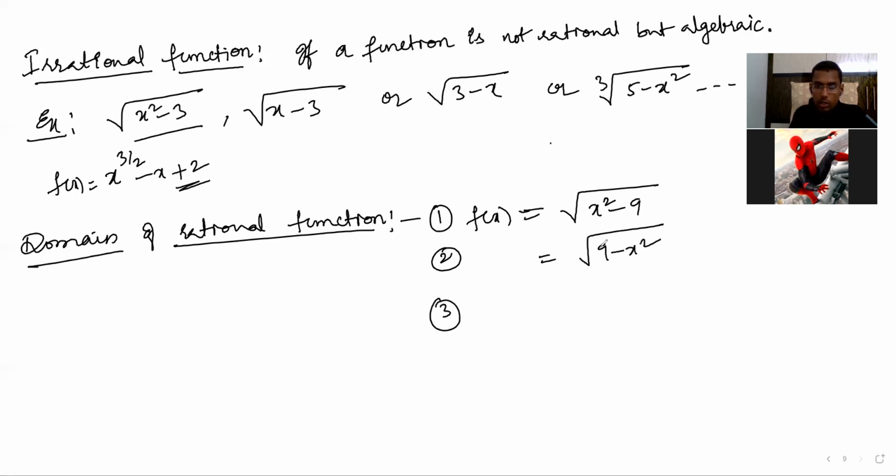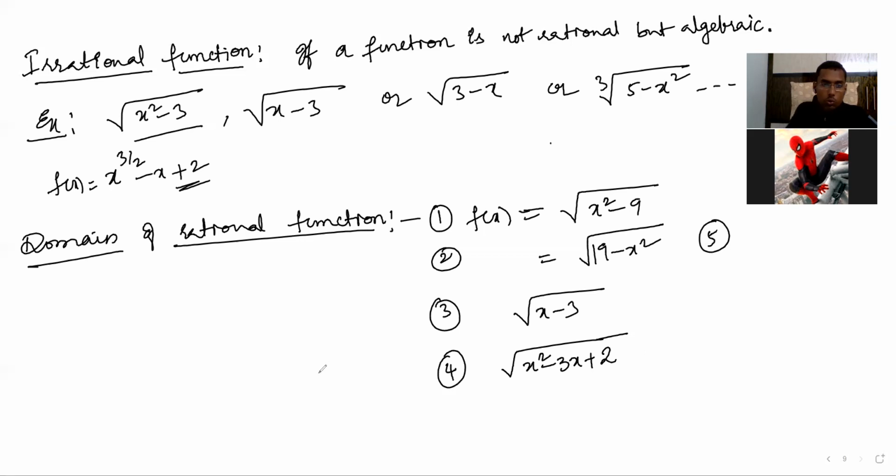Third example, we'll take 19 minus x square. Then x minus 3. Fourth example, domain and range both we can find, I think: under root of x square minus 3x plus 2. Okay, next, number 5. We'll write more, but first we'll do this. Anyway, this one is very simple.